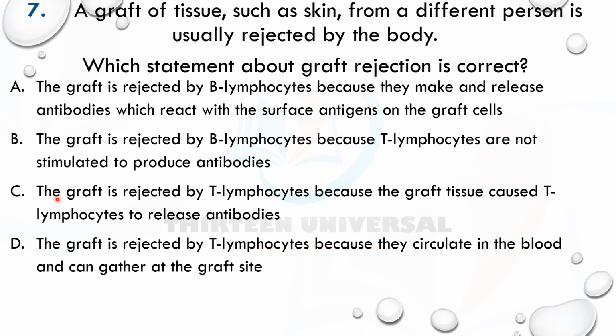Now C says the graft is rejected by T lymphocyte because the graft tissue caused T lymphocyte to release antibody. T lymphocyte do not release antibody. This is already wrong. Now D says the graft is rejected by T lymphocyte because they circulate in the body and then gather at the graft. Now they gather there. Okay. Yes, that is it. So they stimulate immune response. They circulate there and gather there.